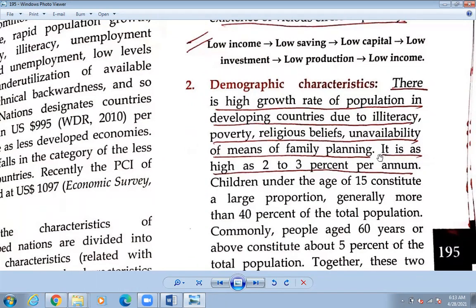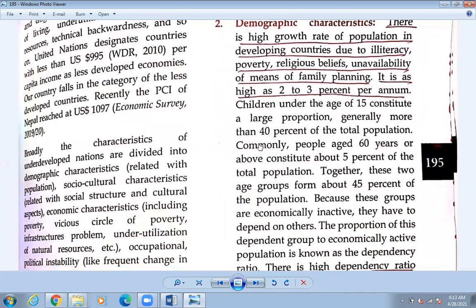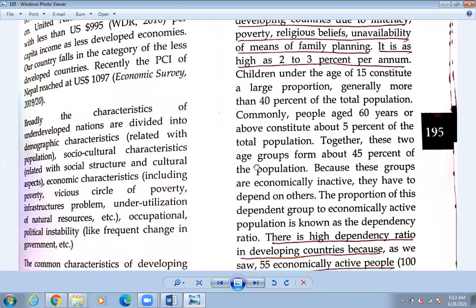So in the developing country, the population is growing by 2 or 3%. Okay, so it looks like a very small percentage, but it is very high. Even 3% of 3 crore is a lot. So that's why the population growth is very high in the case of developing countries.